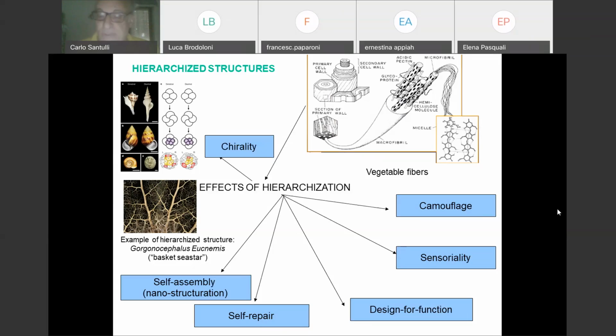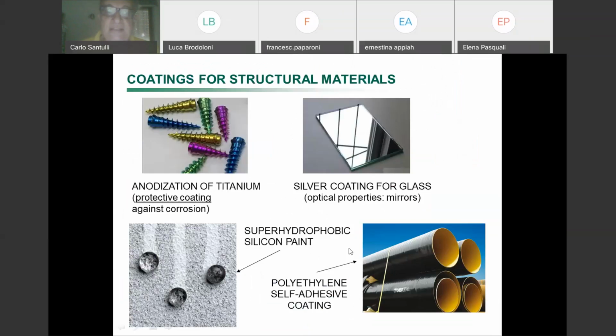But what is important is that once you have materials, you may have the need to apply some coverage to materials, some coatings, for some particular reasons. You may know that one of the main principles is that we define materials as something which is able to withstand a force.